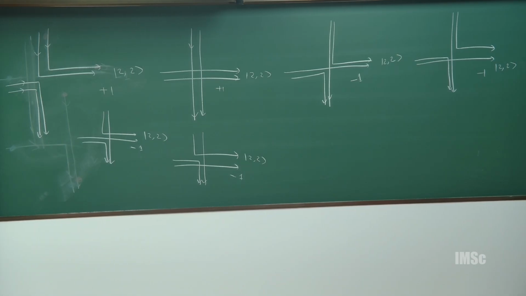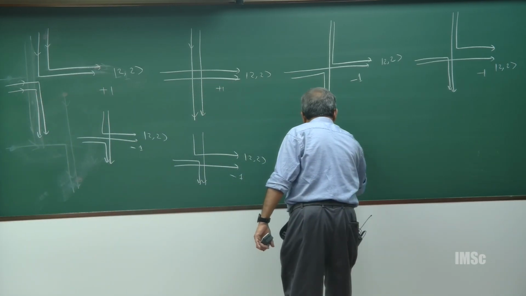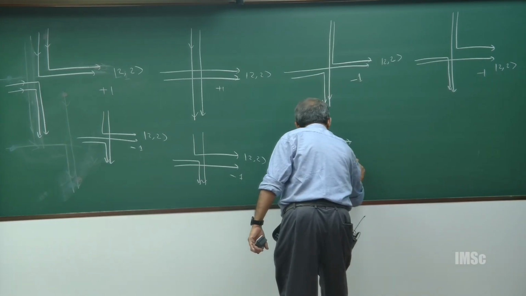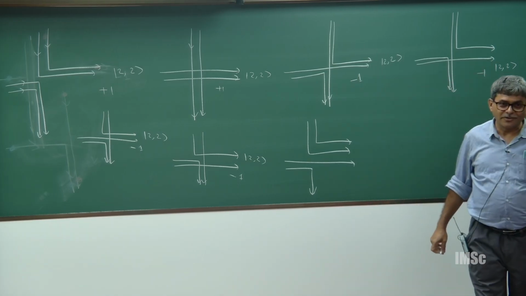3 1 and 1 3. How many terms will be there? 4 possibilities. Okay. So let me erase this part. Let us keep this thing. Now 3 1, 3 on this side. Now I understand the binomial one.